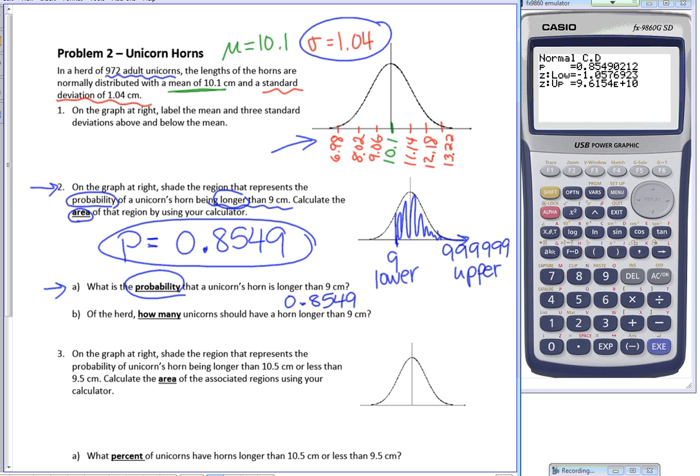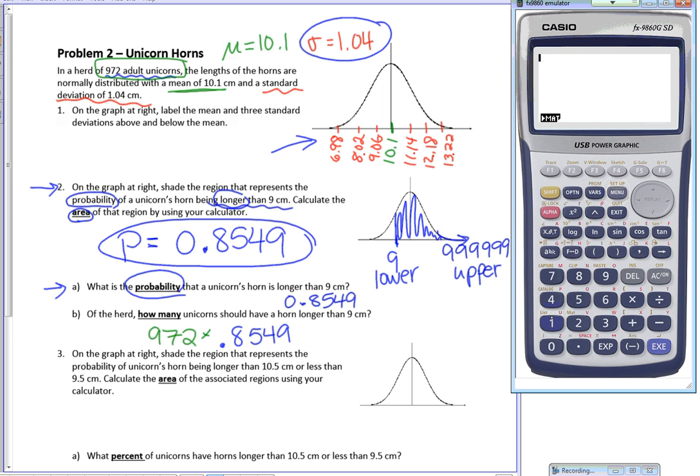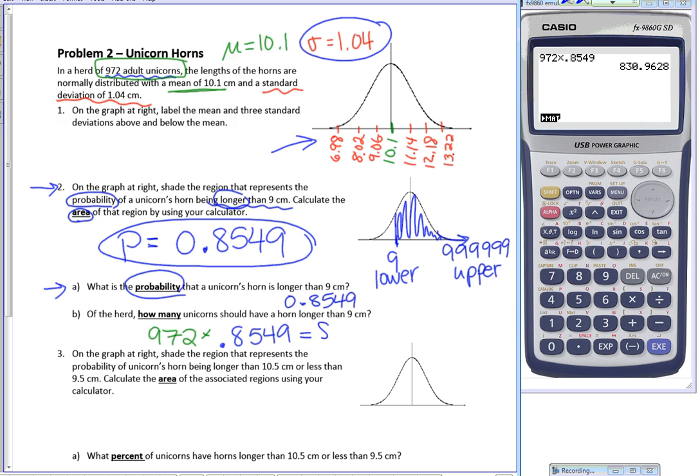In part B, it says how many unicorns should have a horn longer than 9 centimeters. And back in the beginning of the problem, they told us there were 972 of them in the herd. And we're going to multiply that by the 0.8549. So I'd go back into the regular run menu. And 830.9628. So in this one, I would probably round that up to 831, but you can't have 0.9 of a unicorn.